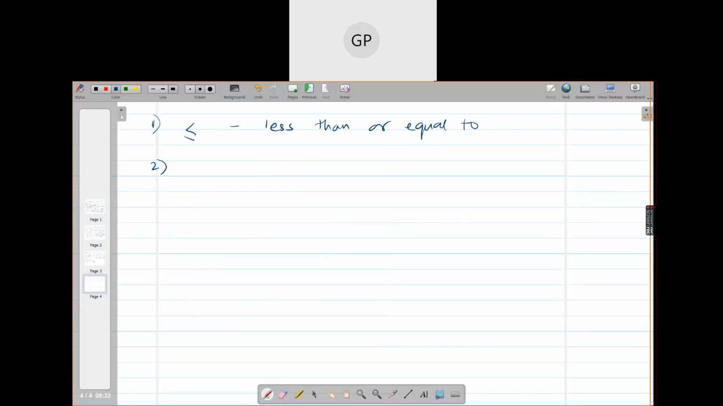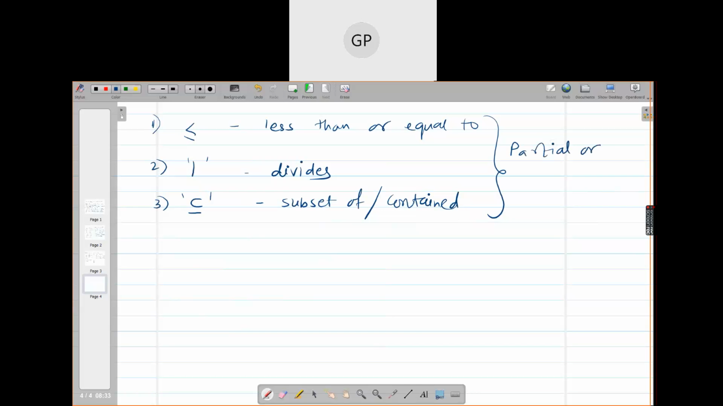The second one was divides, and the third one was contained in or subset of. So ये तीनों relations कैसे हैं? All these 3 relations are partial order relations. Please remember these are very standard examples. So divides we are going to use very frequently.